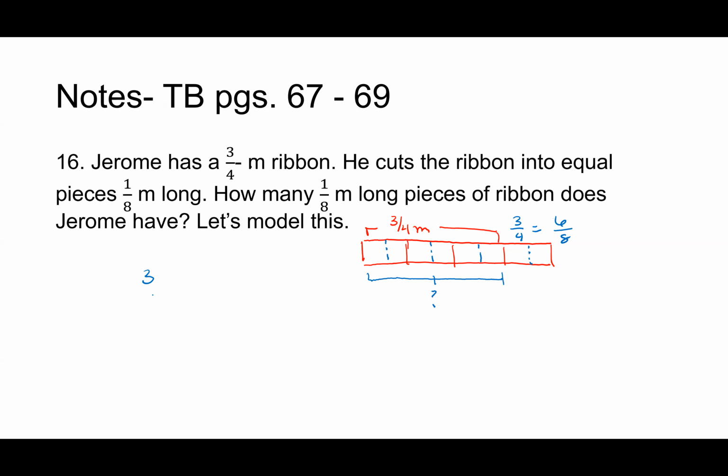Let's go ahead and do the math. What we just did was we divided 3/4 of a meter by 1/8. Our question was how many 1/8 long chunks can we get out of that 3/4 meter? So our math looks like this. 3/4 times 8/1. We'll go ahead and cross cancel because we can and it's fun. There we go. And our answer is 6 1/8 meter pieces.